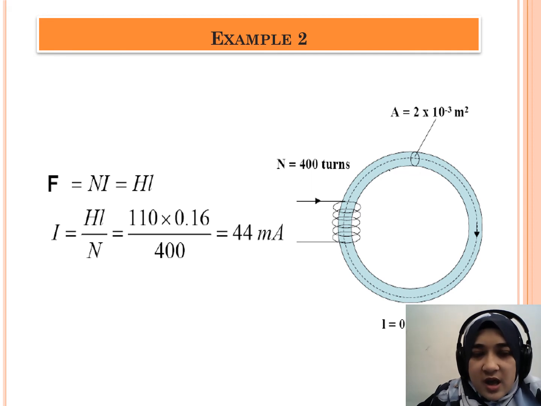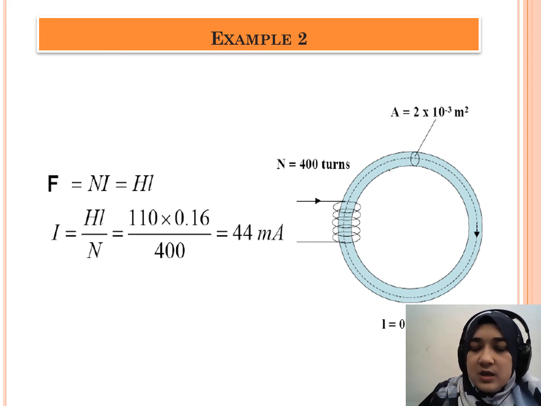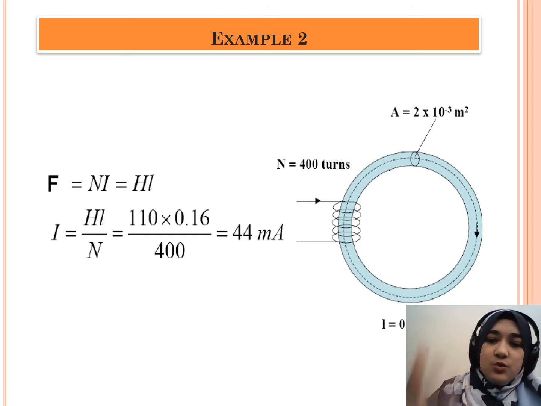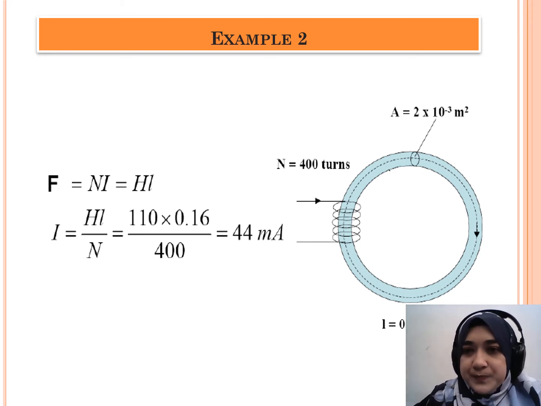So now you get F equals to NI, which is the same as HL, and you have all the values except I. Now you can get the I, 44 milliampere. Just put in the parameters in the formula. Okay, for this type of question, it may come like this, or it may ask you to find the flux, or to find the B. So you have to play around with the formula.